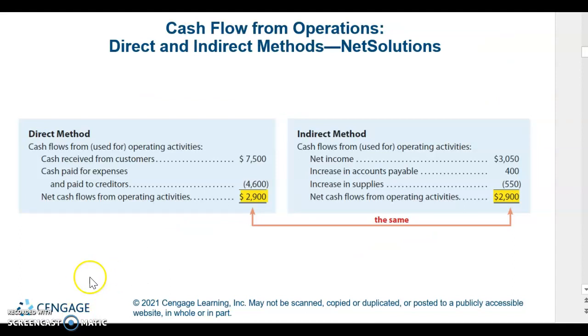So as we mentioned before, both methods come down to the same number. See the same number for your net cash flow from operating activities? It's just how we get to this number that's different. This one directly stated it, and this one's going to start with net income and back into it.